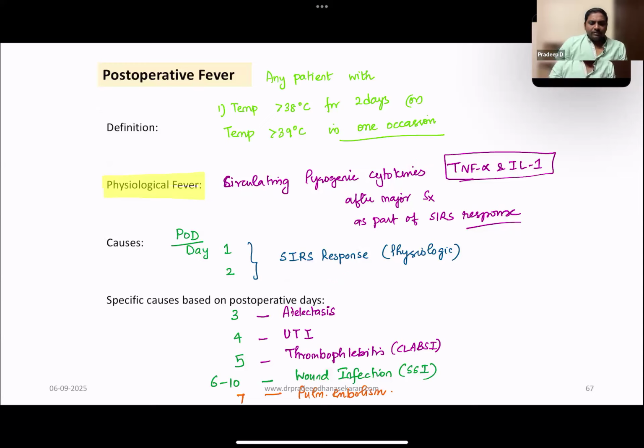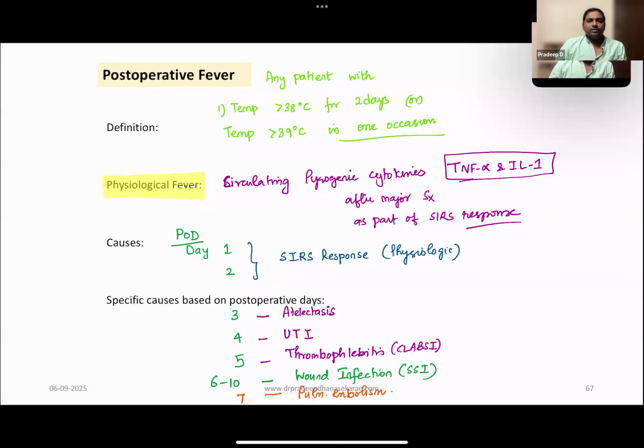So with regard to postoperative fever, what is the definition of a post-op fever? Any patient with temperature more than 38 degrees Celsius for 2 days, or at least one occasion the temperature exceeds 39 degrees Celsius. The common causes, in the first 2 days, it's mainly due to SIRS response, which is physiologic, mainly due to circulating pyrogenic cytokines interleukin 1 and TNF alpha, particularly after major surgery or trauma or burns.